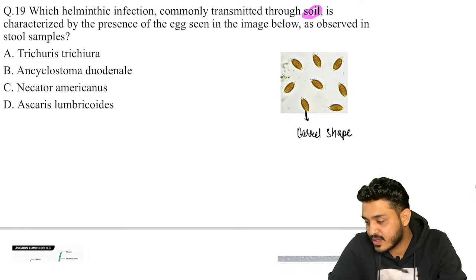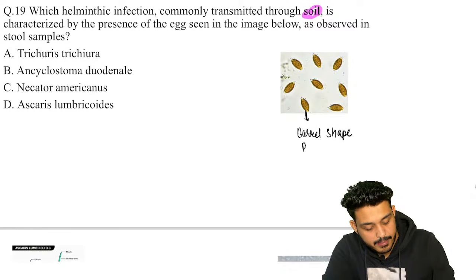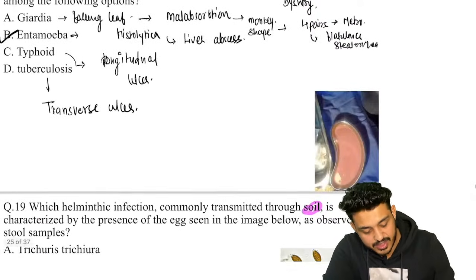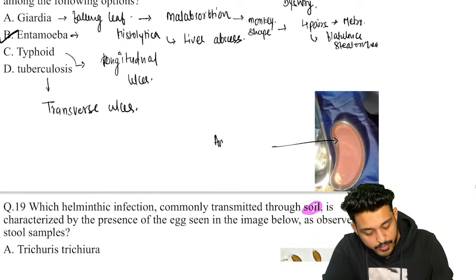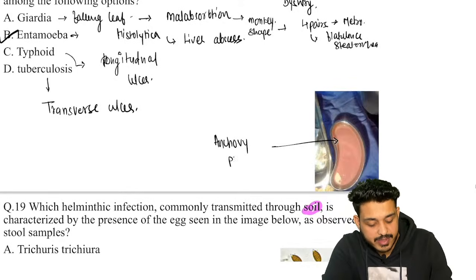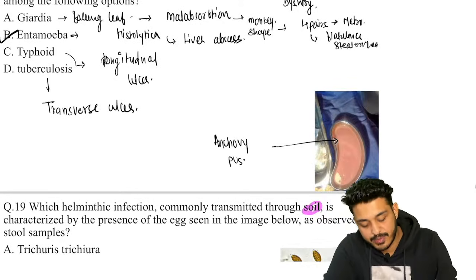Are they bile stained or not? Yes, they are bile stained. That pus is known as what? This pus is known as anchovy sauce pus. Anchovy pus appearance is known as. And here you will be finding what?